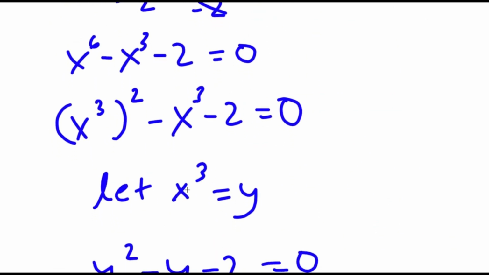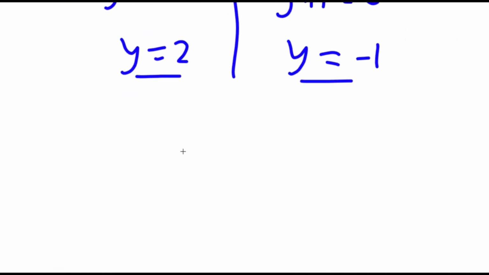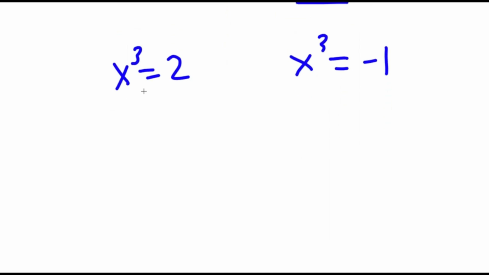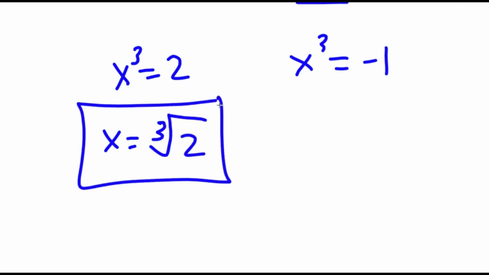Now remember how we let x to the power of 3 equal y. So now I have x to the power of 3 is equal to 2, and x to the power of 3 is equal to negative 1. So for x to the power of 3 equals 2, I can simply take the cube root on both sides. So now I have x is equal to the cube root of 2.